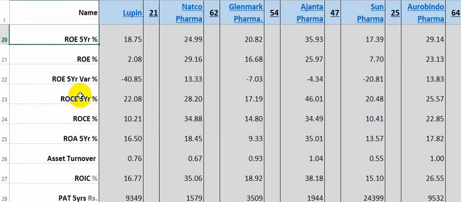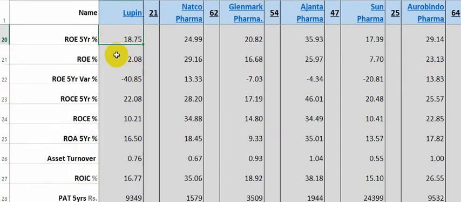Next, we'll move on to the return ratios. There are 6 return ratios: ROE, RoCE and RoA. Return on equity, return on capital employed, return on assets. And we also have return on invested capital along with asset turnover. So we will basically look at all of these at one go.